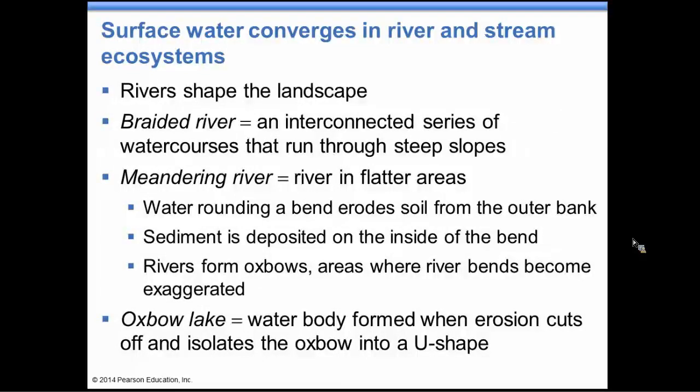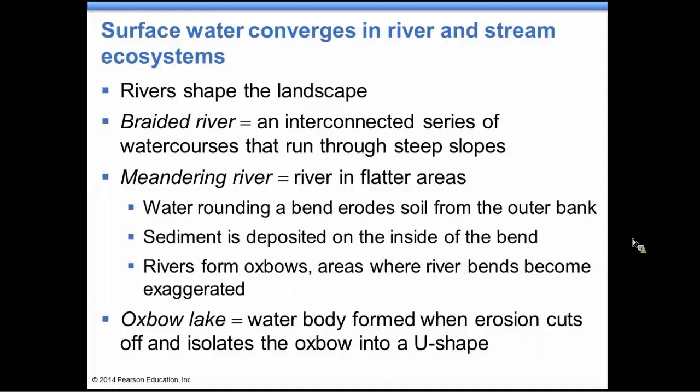Going forward, landscapes determine where the rivers flow, but rivers also shape the landscapes through which they run. If you think about the Grand Canyon, it originally was just a river, and over thousands of years, it's made the Grand Canyon.